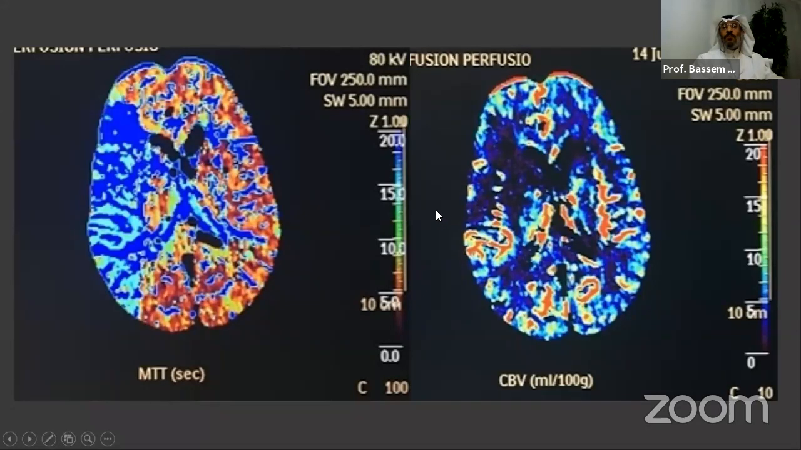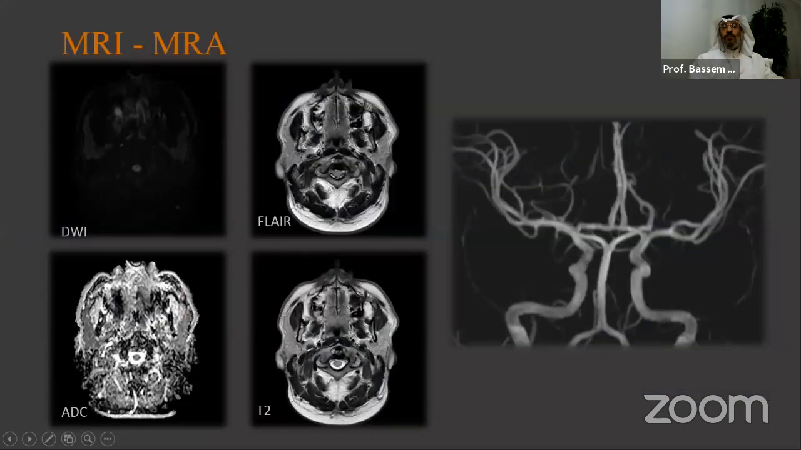So the CT perfusion is very helpful, but we utilize it only if the patient passed the window of 6 hours. On the other hand, if you want to do an MRI, then we compare the DWI with the ADC, and we see that there is a normal FLAIR at the acute stage.